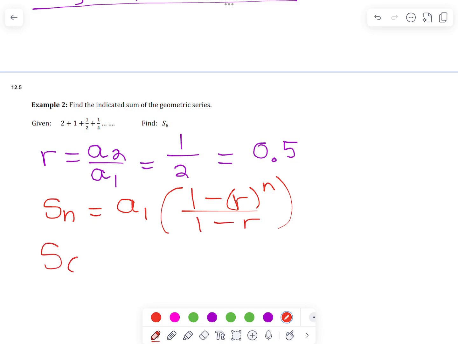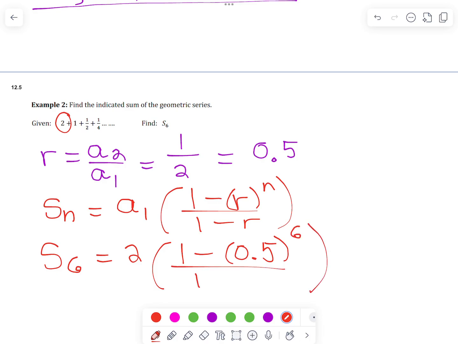So we want to find the sum of the first 6 terms. The value of the first term is 2, times the quantity 1 minus r, 0.5, raised to the 6th, divided by 1 minus 1/2. And when we're done, we get 3.9375.